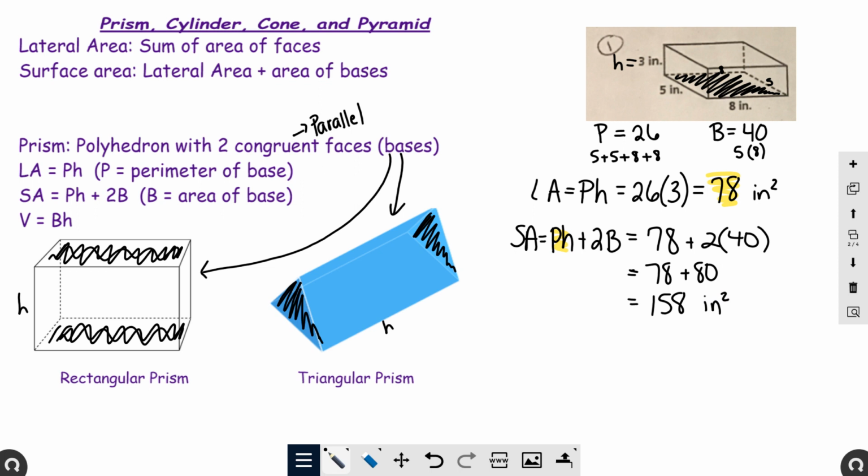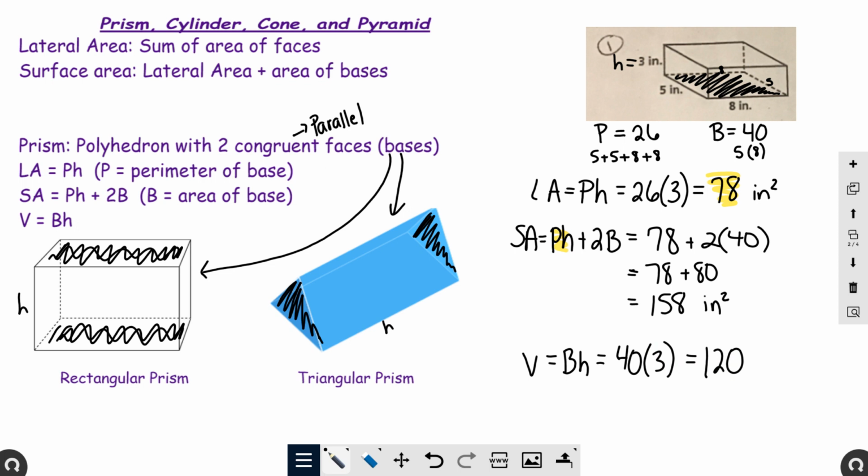Now, the last thing we need is volume. Volume is BH. Well, B is 40 and H is 3. So what's 40 times 3? 120. Now, this is volume, not area.